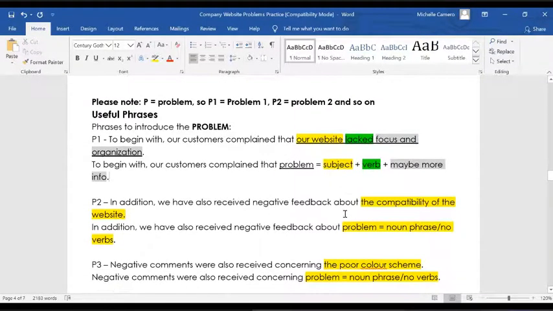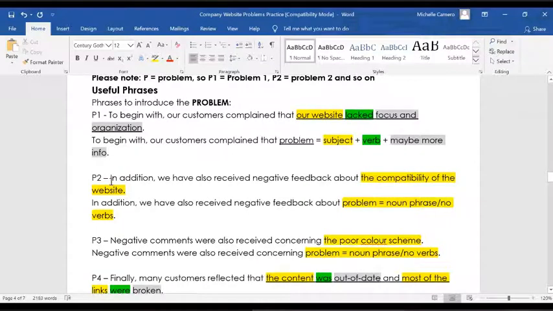Okay, that's one way. Then in problem 2, they started the paragraph when talking about the problem. They said, in addition, we have also received negative feedback about the compatibility of the website. So what could you use? What could you copy in your sentence? You could say, in addition, we have also received negative feedback about, and then you want to say the problem. And for this problem, it needs to be a noun phrase. It needs to be a group of words, but a noun phrase means there's no verb, okay? And we talked about that in our last class, and I'll review it a little bit if we have time today. All right, so there's that one.